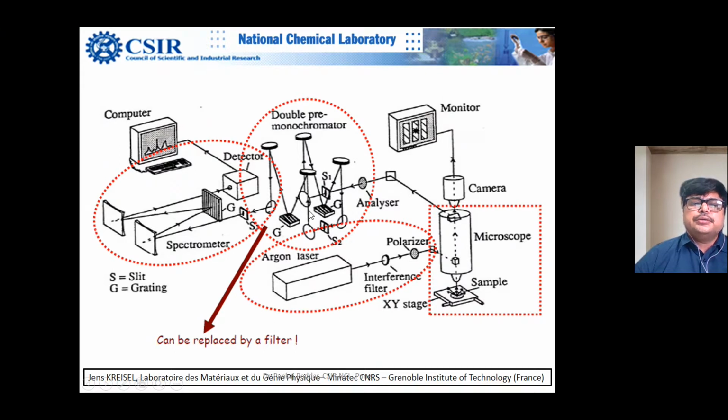Now this is called a double pre-monochromator, and this can be entirely replaced by a Rayleigh filter. So this is actually doing the job of a Rayleigh filter, but it is much better than the filter, because if you use this monochromator instead of a filter, you can go much closer to the Rayleigh line. You can go to extremely low phonon modes, because you are using very high quality gratings here.